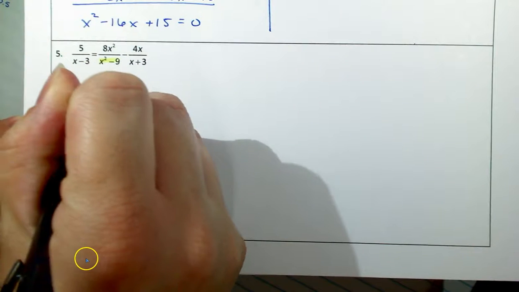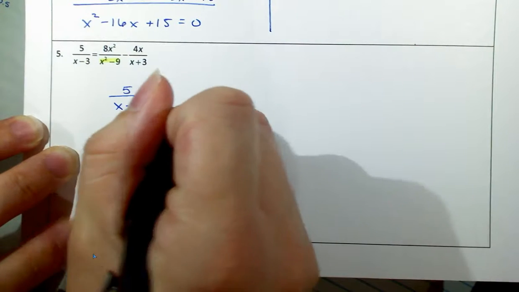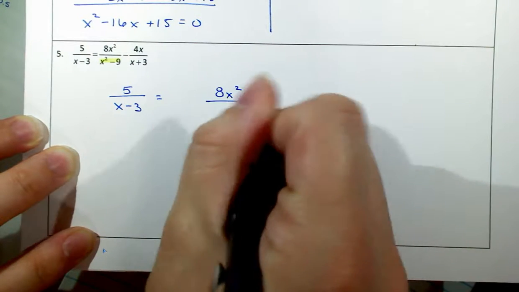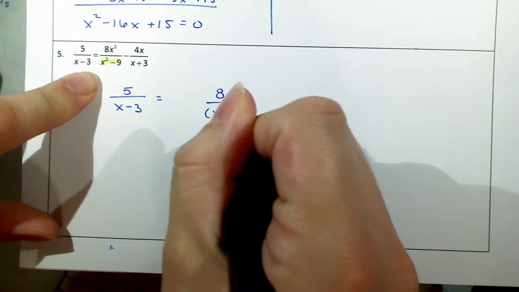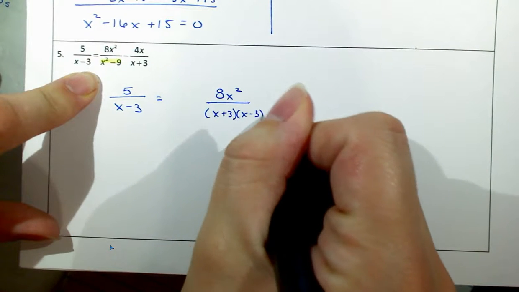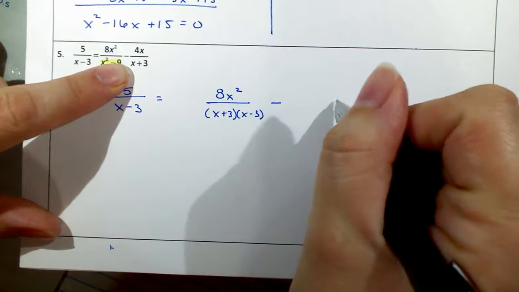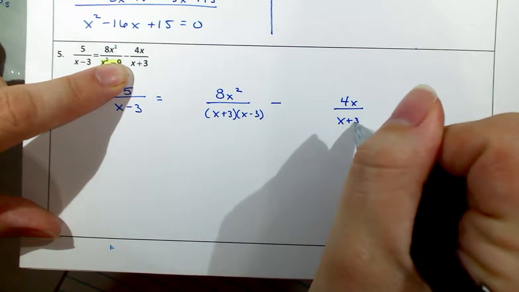So I'm going to have 5 over x minus 3 equals, and I'm going to leave some room because I don't have to write this twice, 8x squared. Now x squared minus 9 would be x plus 3 times x minus 3. And then minus, we're going to have 4x over x plus 3, and that's already factored.